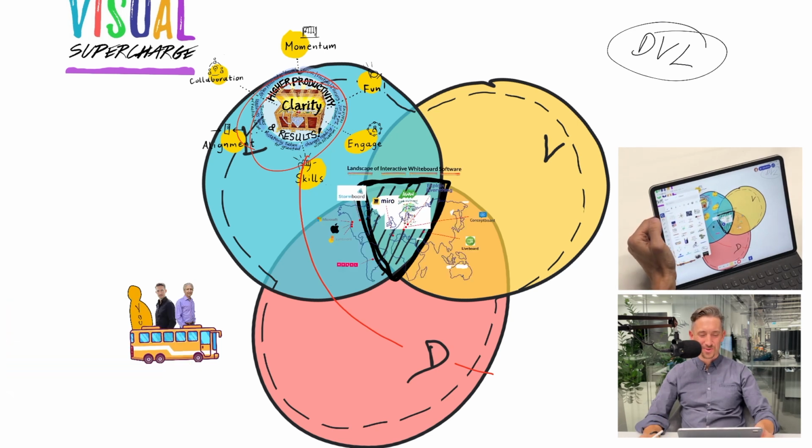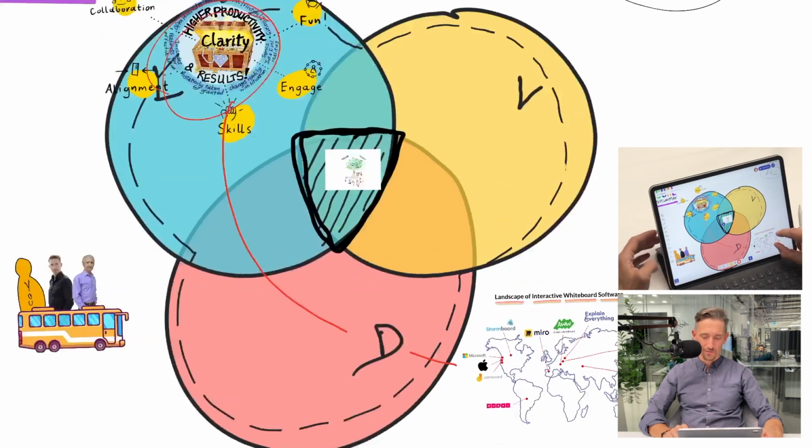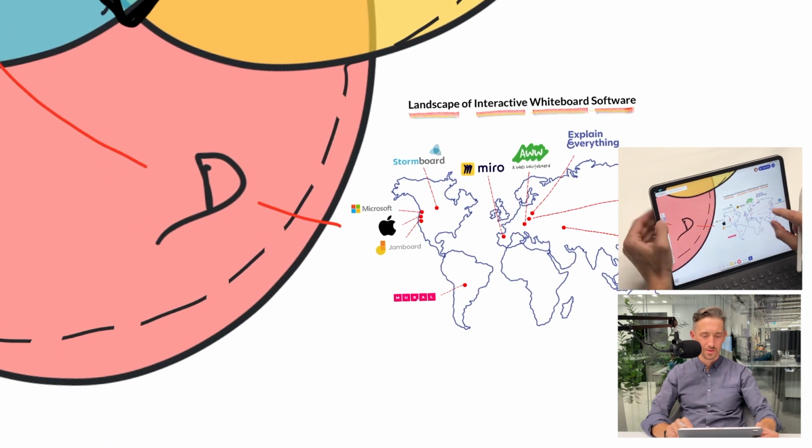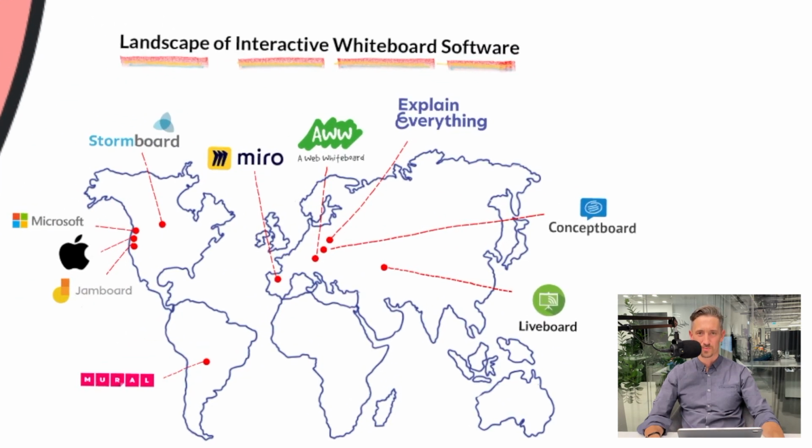So what I would like to propose is for us to look at this landscape of interactive whiteboard software, because it's something that I see quite useful when bringing people together. And in fact, during this course, we'll be using Explain Everything for obvious reasons, but there are other pieces of software that you might be using already when working together with your colleagues.